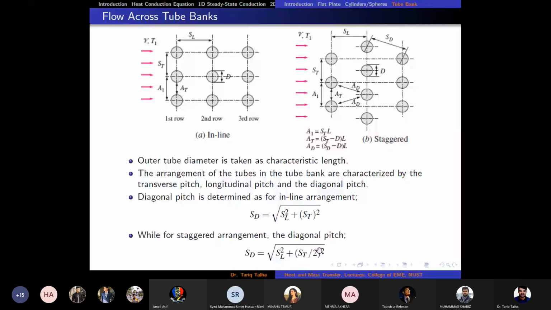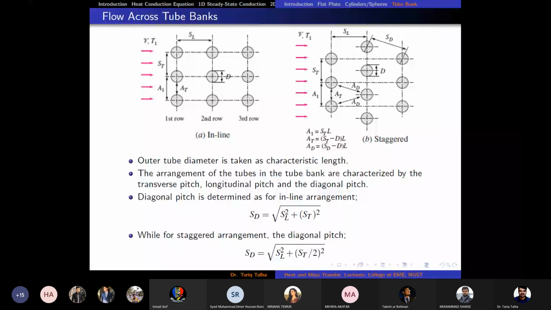and for the staggered it is ST divided by 2. Why is that? Because if you see for the staggered arrangement, the next tube is at half the distance, so if we calculate the vertical distance, that would be ST divided by 2, right? But for the inline arrangement, if we determine the vertical distance between these two tubes, that is ST. So the SD calculation is a little different for the staggered and the inline arrangements.